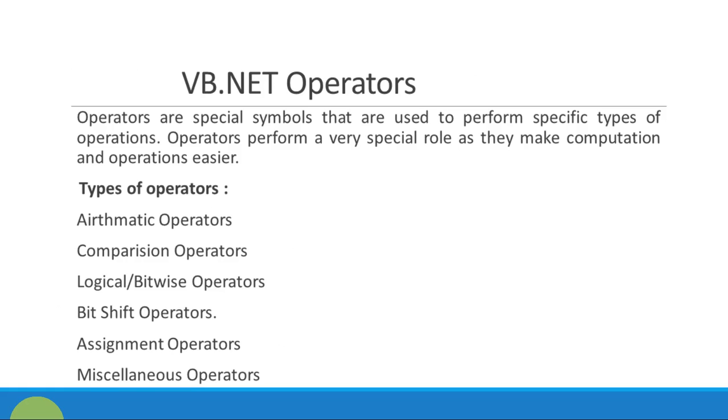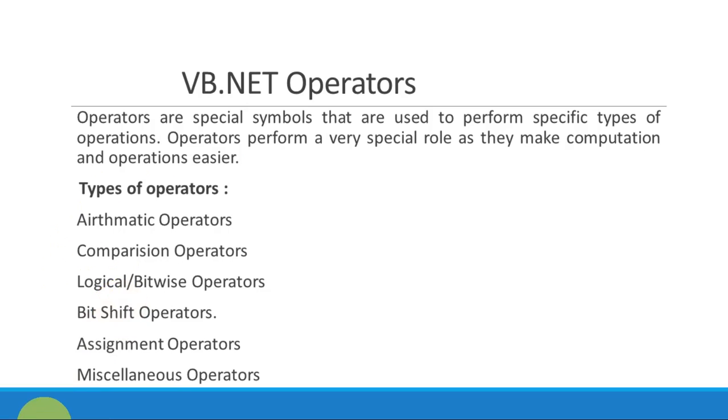Now let's discuss VB.NET operators. Operators are special symbols that are used to perform specific tasks or operations. Operators perform a very special role as they make computations and operations easier. The types of operators are arithmetic operators, comparison operators, logical and bitwise operators, bit shift operators, assignment operators, and many more, including miscellaneous operators. So it is a symbol for performing different operations.